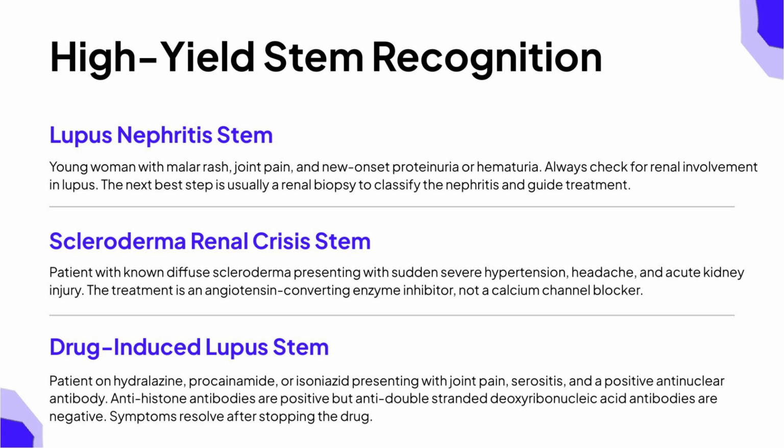For drug-induced lupus, the stem will mention a patient on hydralazine, procainamide, or isoniazid who develops joint pain and serositis. The distinguishing feature is positive antihistone antibodies with negative anti-double-stranded deoxyribonucleic acid antibodies. Symptoms improve when the offending medication is discontinued. Review the pharmacology tables in First Aid for the full list of drugs that cause drug-induced lupus.